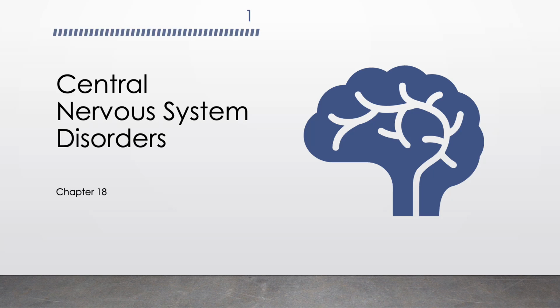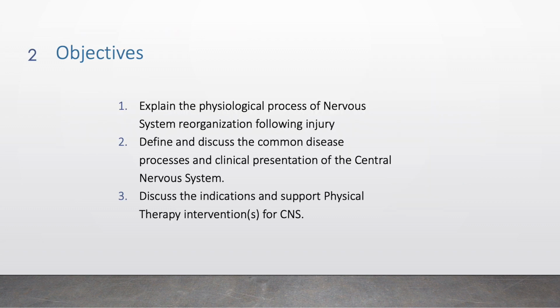Here we're going to talk about central nervous system disorders, chapter 18. Our objectives for today are to explain the physiological process of nervous system reorganization following injury, define and discuss the common disease processes and clinical presentation of the central nervous system, and discuss the indications and support physical therapy interventions for the central nervous system.